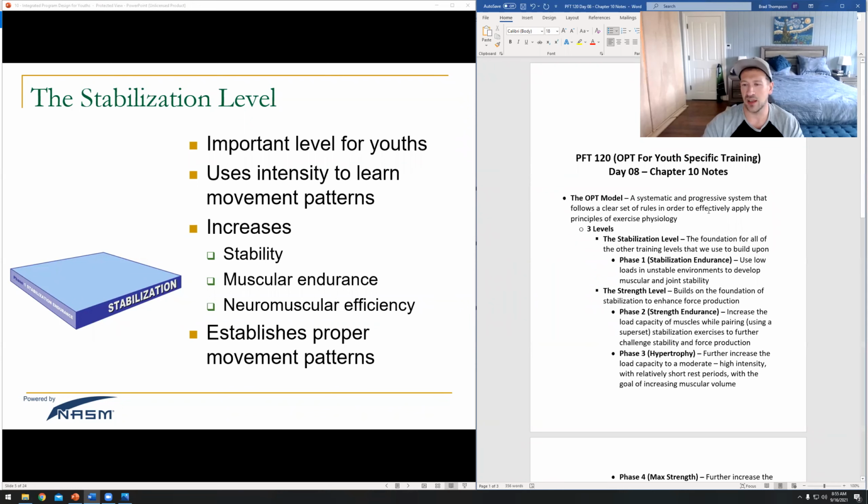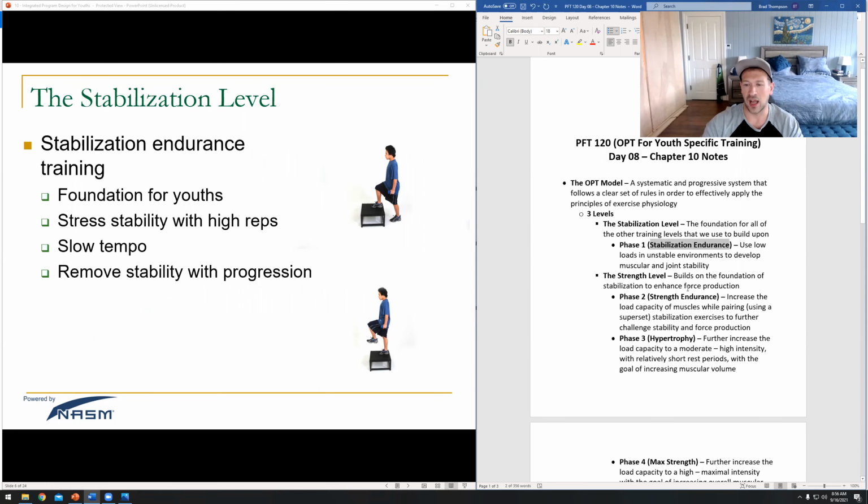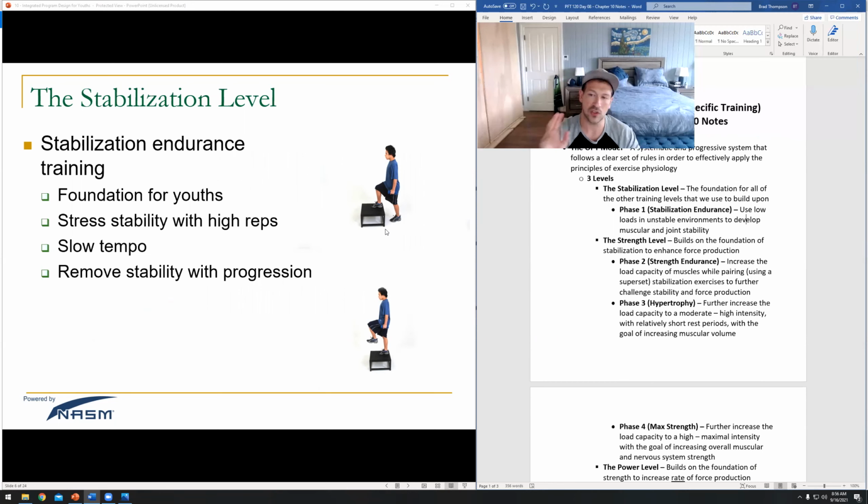So the stabilization level is going to be the foundation for all of our other training levels. And it only consists of one phase, right? And that phase is stabilization endurance. We usually just shorten that and call it stabilization as well. But stabilization endurance is going to use low loads in a very unstable environment to develop our muscle and joint stability, right? So again, it's our foundation. We are usually going with high repetitions here because there's 2 parts to this, right? Conceptually, we just talked about how it's important to establish movement patterns.